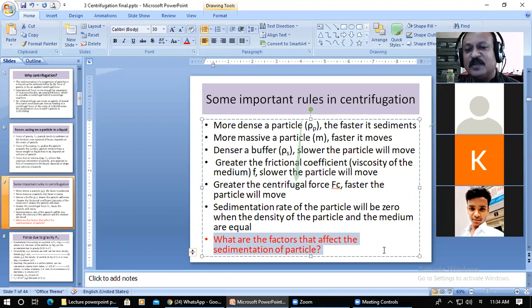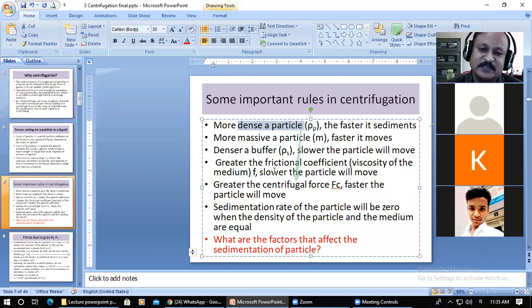If the size of the particle is greater, then also it will move faster. But size and mass are terms which are relative, and therefore I have used the term density of the particle, which is a more apt, more correct term. Instead of talking about the density and the volume of the particle, we are using the term density of the particle, because what is density? Do you know the formula for density?